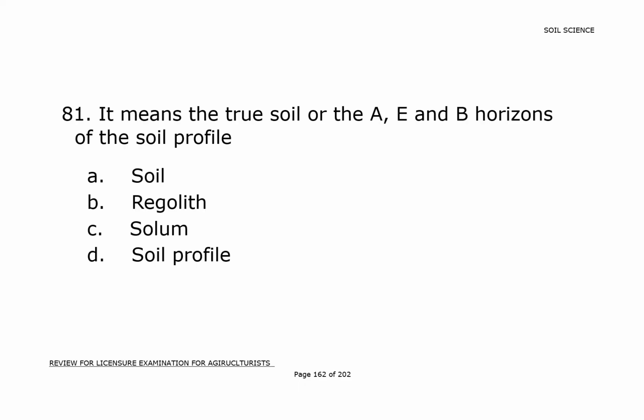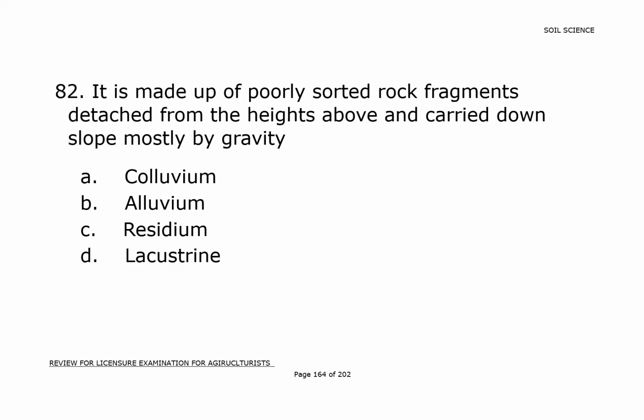Number 81. It means the true soil or the A, E, and B horizons of the soil profile. A. Soil. B. Regolith. C. Solum, or D. Soil profile? The answer is regolith.